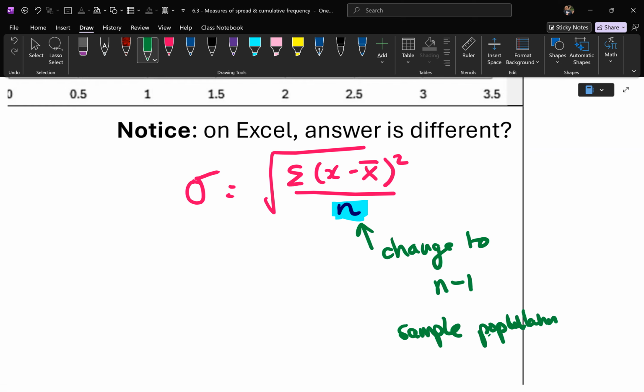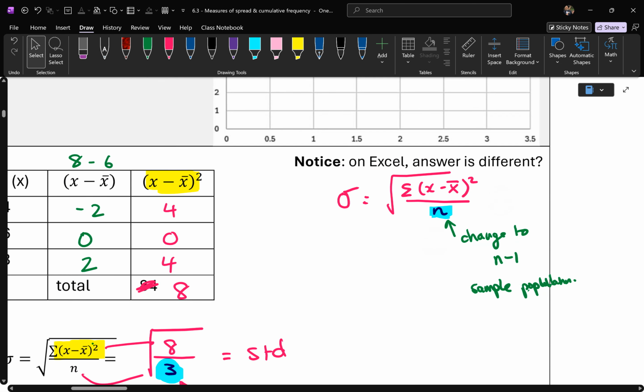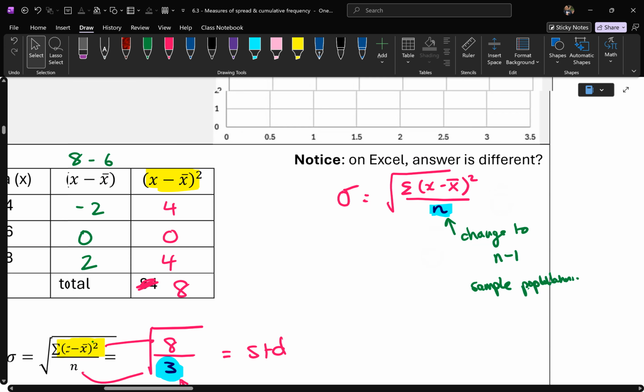Why is the Excel answer different to the calculation? If you do the calculation formula, the reason why it's different is because Excel is calculating for population, not sample. If you need to change it, make sure to change it to n minus 1, then it works. Okay? All right.